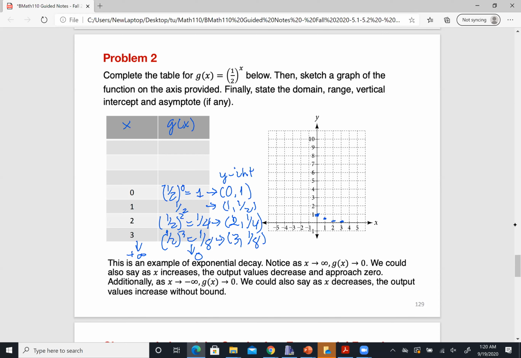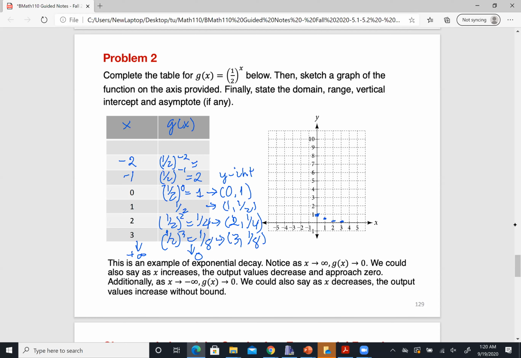I will use -1 and see. I have 1/2 to the power -1. Now what happens? I will make it become the reciprocal of 1/2, so that's going to be 2 easily, right? So what about -2? I'm going to have 1/2 to the power -2.